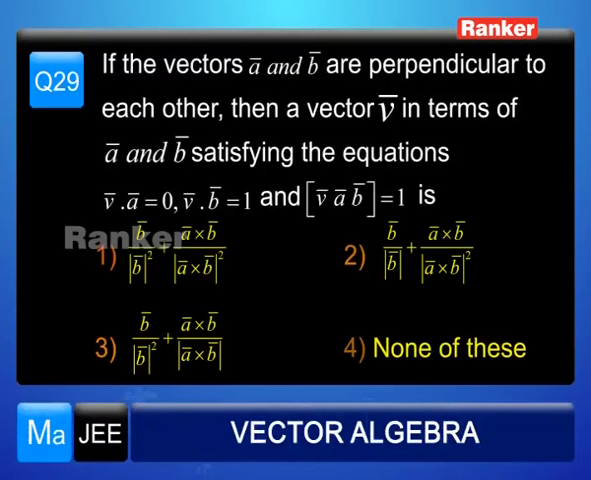If the vectors a bar and b bar are perpendicular to each other, then the vector v bar in terms of a bar and b bar satisfying the equations v bar dot a bar equals 0, v bar dot b bar equals 1 and box of VAB equal to 1 is: first option, b bar by magnitude of b square plus a bar cross b bar divided by magnitude of a cross b square. Second option, b bar by magnitude of b bar plus a cross b divided by magnitude of a cross b square. Third option, b bar by magnitude of b square plus a cross b divided by magnitude of a cross b. And fourth option, none of these.